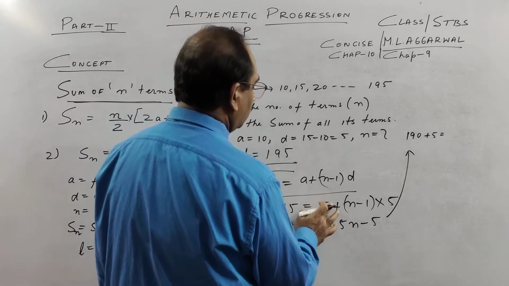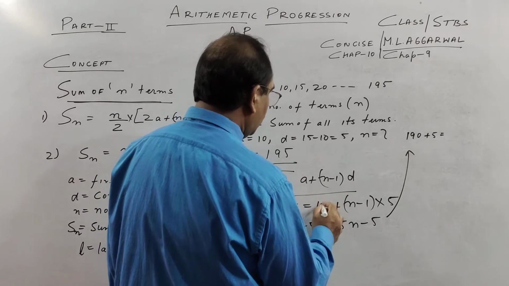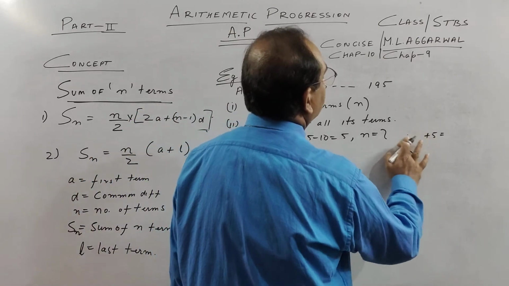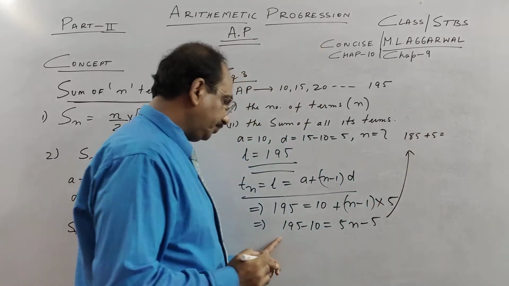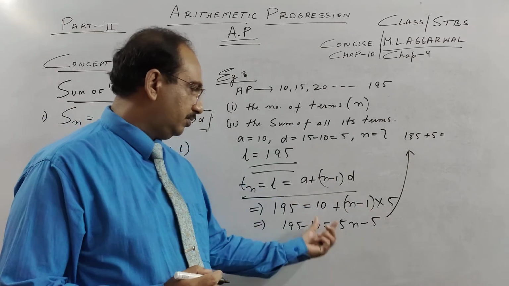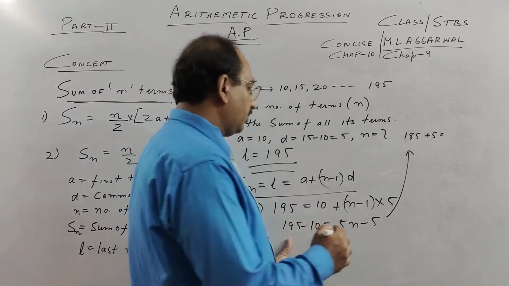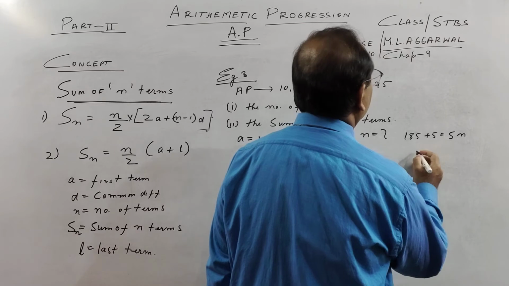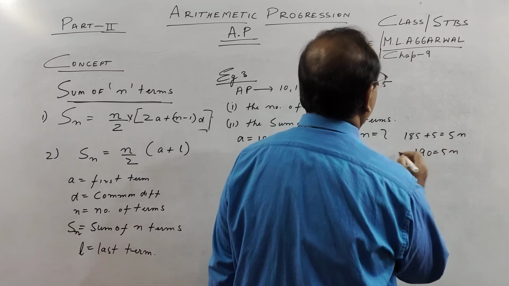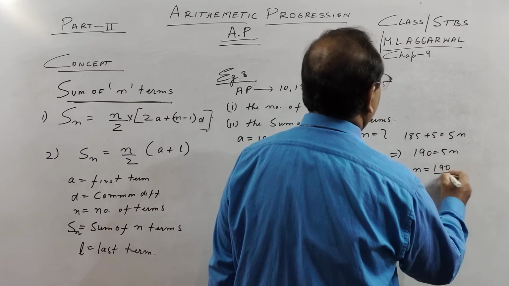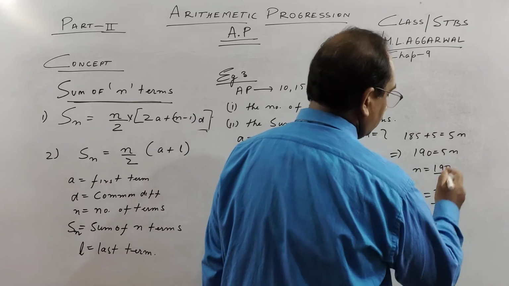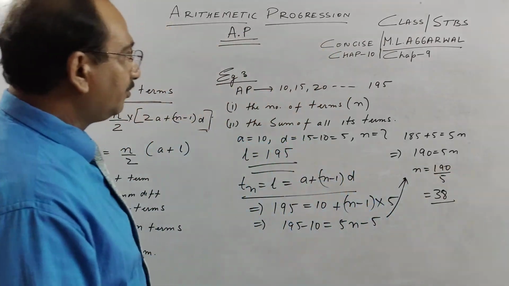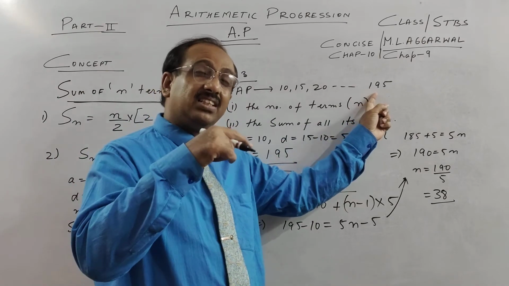A is 10, children. First term is 10, so this is 10. So what do we get? 195 minus 10 is 185, so 185 plus 5. See here, first term was 10 and d is 5. So what do we get, children? 190 is equal to 5n. n is 190 by 5, which is 38, you will get. Okay, 5 3s are 15, 5 8s are 40, 38. So we have 38 terms.